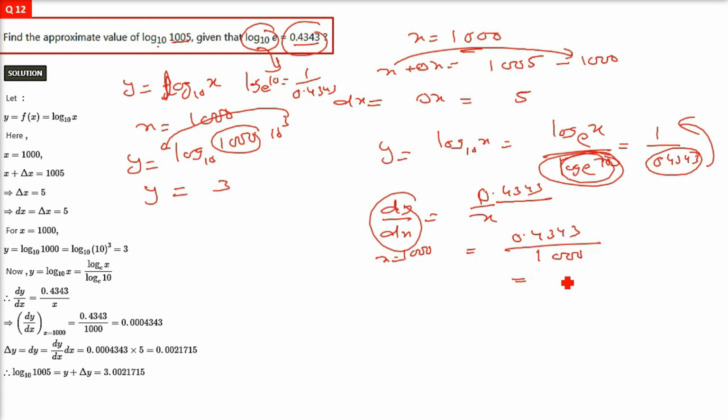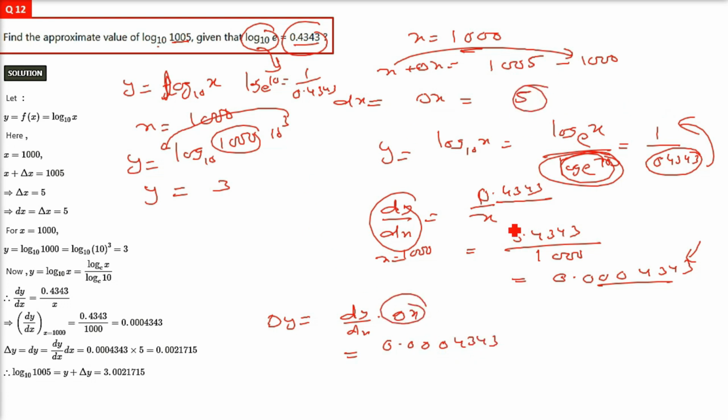So that will move the decimal 3 places, like 0.0004343. Now delta y is dy by dx into delta x. So dy by dx is this one, 0.0004343, and delta x is what? It's 5, multiplied by 5. So you have delta y, which is 0.0021715. This is just delta y. We have to add y in order to get the final value.